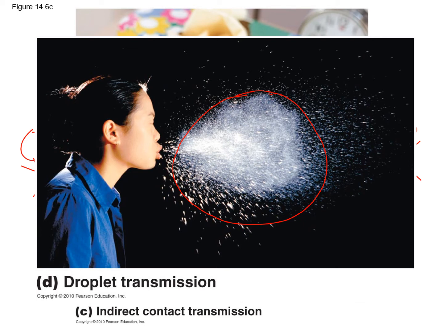Now, the important thing about droplet transmission is that you need to be within less than a meter, 1 meter of the person to have it be considered droplet transmission. So you have to be relatively close to them. You don't have to touch them. You don't have to touch anything they've touched, but just be within 1 meter of them, and you are probably inhaling droplets that they have exhaled.